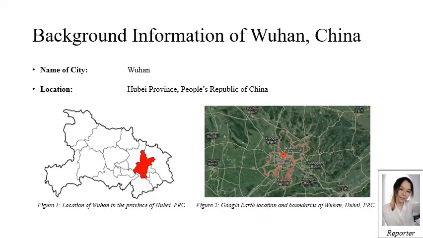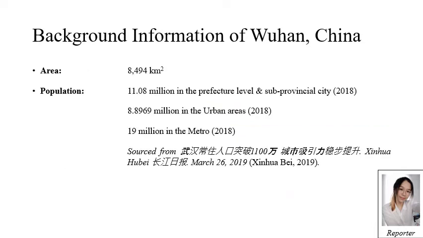Let us first start with some background information of Wuhan, China. The name of the city is Wuhan and it is located in the Hubei province of the People's Republic of China. The total area is 8,494 square kilometers and the population to be considered in this case study is 11.08 million in the prefecture level.